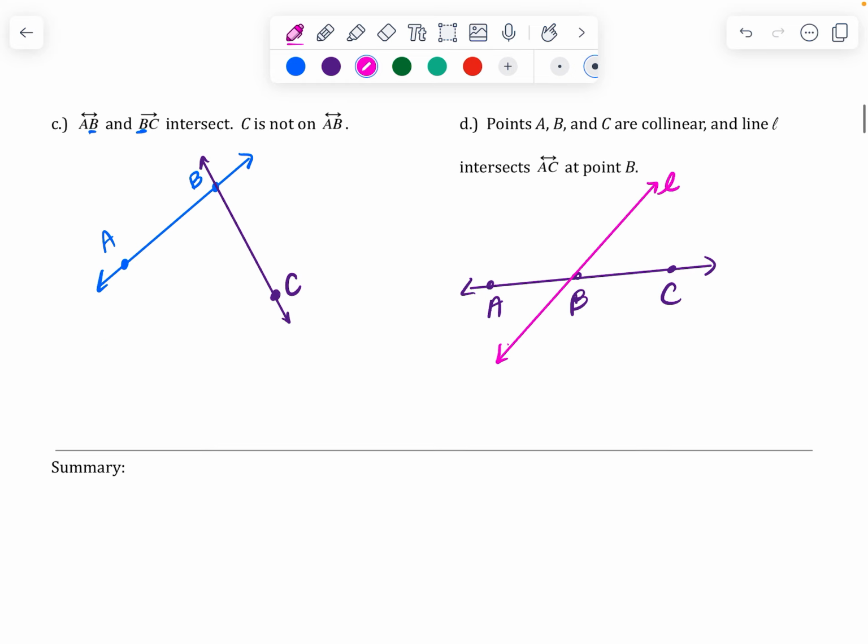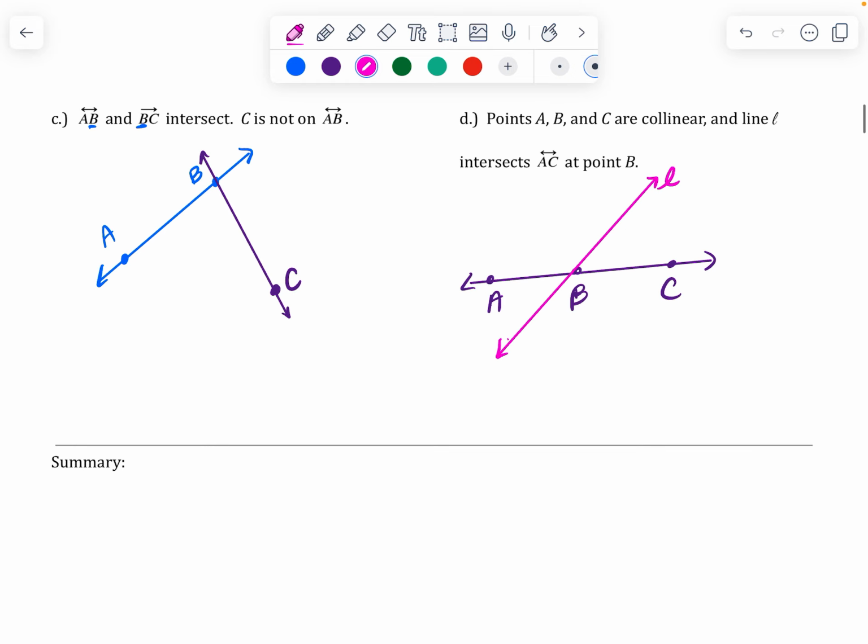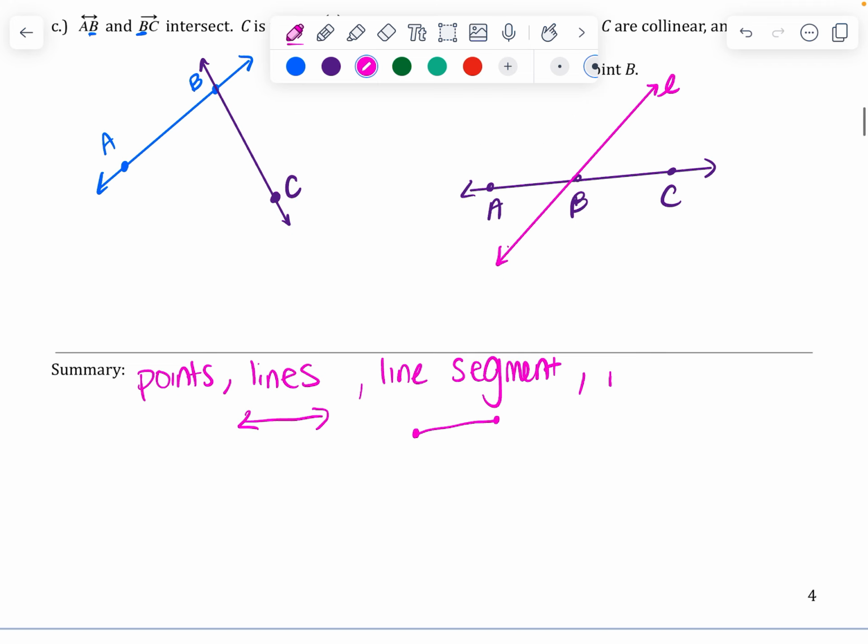So in summary, we are looking at points, lines. Lines go on both directions. We got a line segment that has 2 endpoints, so it's just a piece of the line. And then you had the ray, which has 1 endpoint and goes on infinitely in one direction. And then we just had points. So those are your main vocab words today.